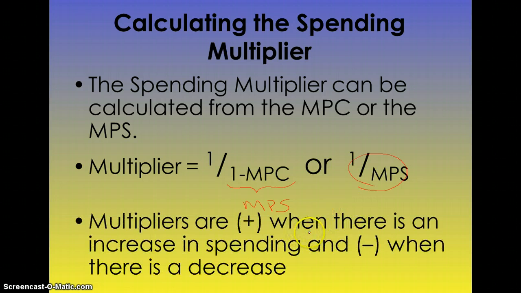So the multipliers will be positive when there's an increase, negative when there's a decrease. So you'll see these later again with examples when we are told that there's an increase or a decrease in whatever's happening in our different scenarios. But for now, also just focus on 1 divided by the MPS to calculate the multiplier.